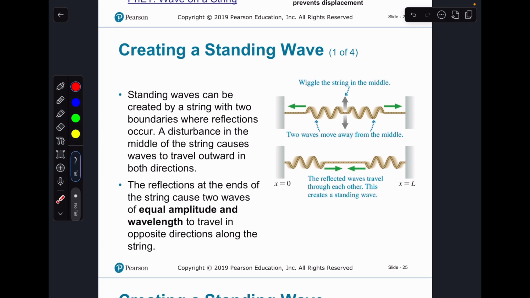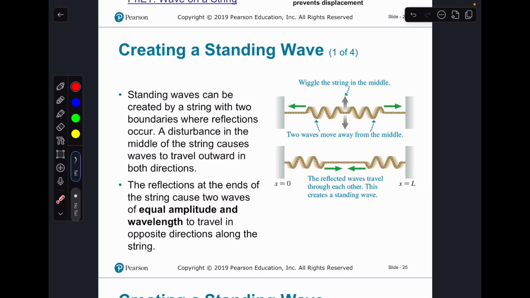You can create a standing wave a couple of different ways. You can attach your mechanical vibrator or your hand and shake that string on the left, and it's going to go this way, bounce off the boundary and come back. Or you could wiggle the string in the middle, and that would create two waves moving to the left and to the right, which would meet these boundaries and turn around and come back and interact with each other. Those are both equivalent ways of creating standing waves.